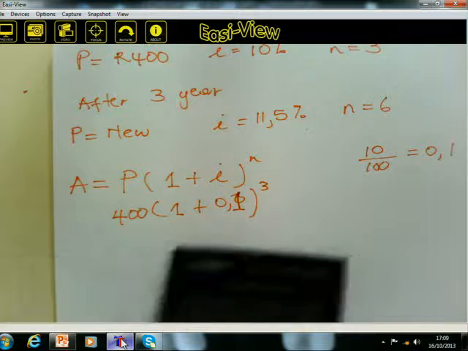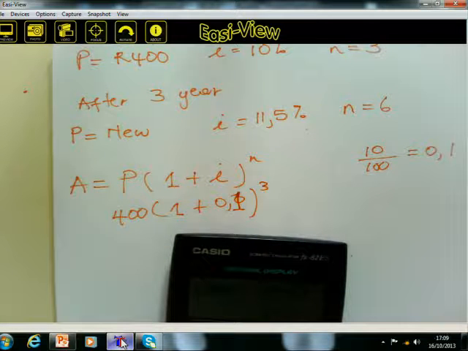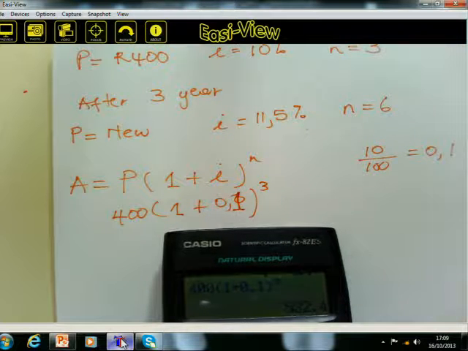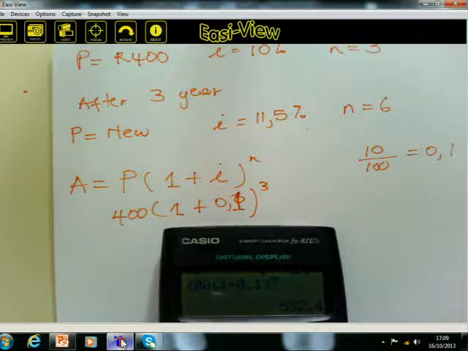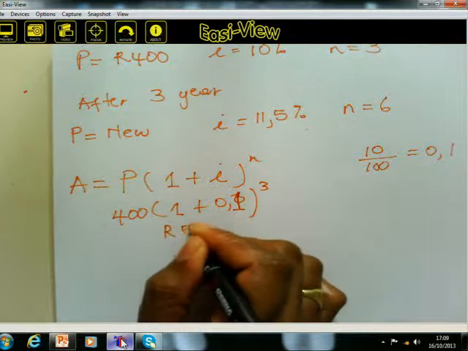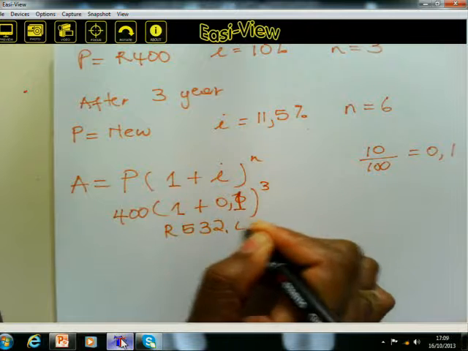We're going to have 400(1 + 0.1)^3. The money that we'll have after 3 years will be 532 rand 40 cents. So let's write it down. We're going to have 532 rand 40 cents.